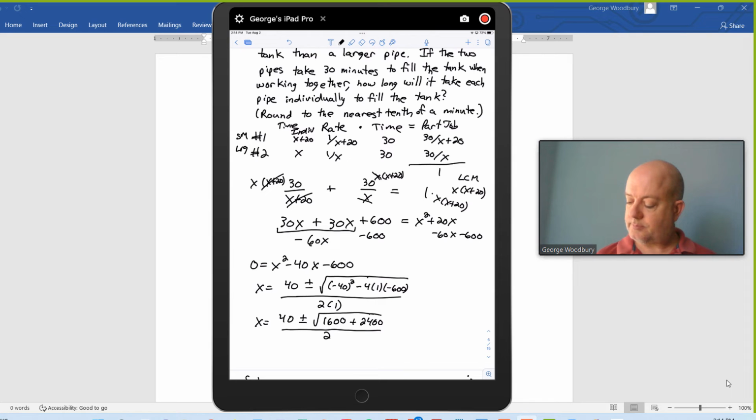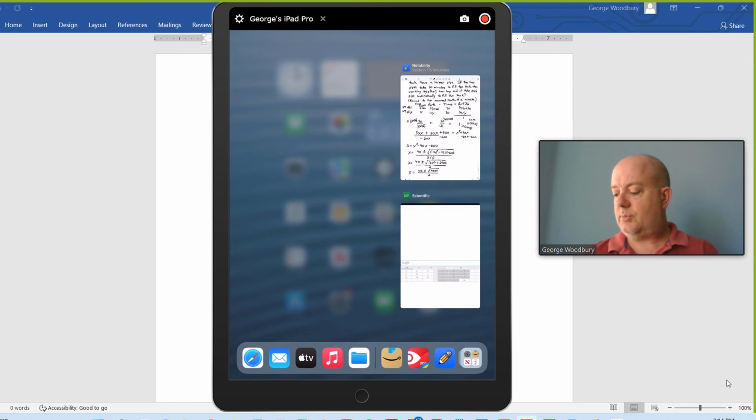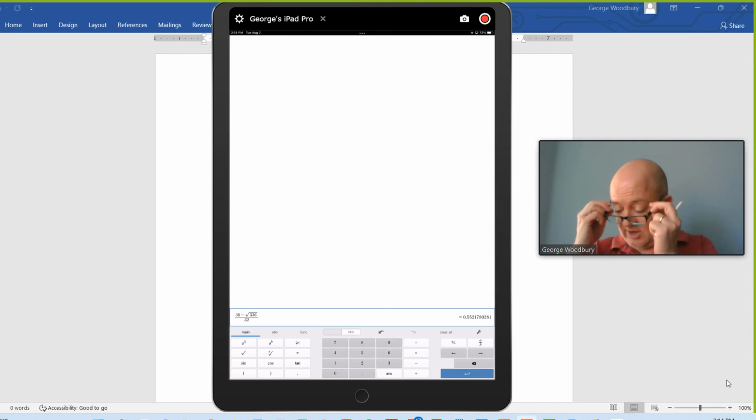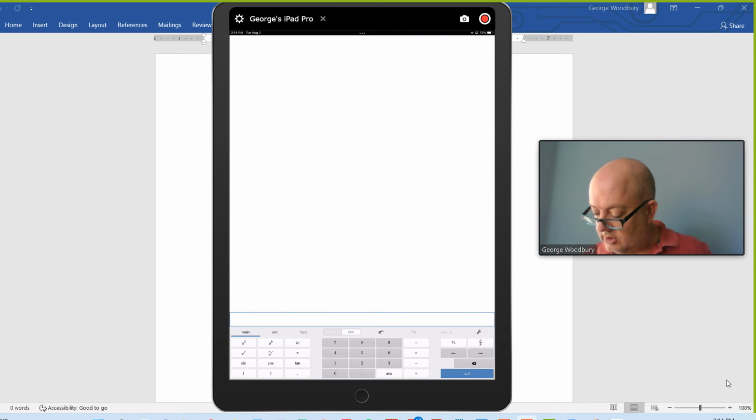Finally, we get x equals 40 plus or minus the square root of 4,000 over 2. And here, I would try my calculator, see if I can do the square root of 4,000. Let me show you what I mean. I'm going to open up the Desmos scientific calculator. And I'm just going to type square root 4,000. And notice I get a decimal.